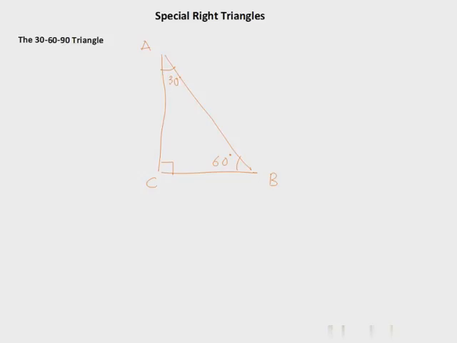That if the side opposite the 30-degree angle is x, then the hypotenuse is 2x. And using Pythagorean theorem, we can find out the third side. Let's call the third side b. So we know that x square plus b square is equal to 2x the whole square. So we know that b square is equal to 4x square minus x square, equal to 3x square. So b turns out to be root 3x.